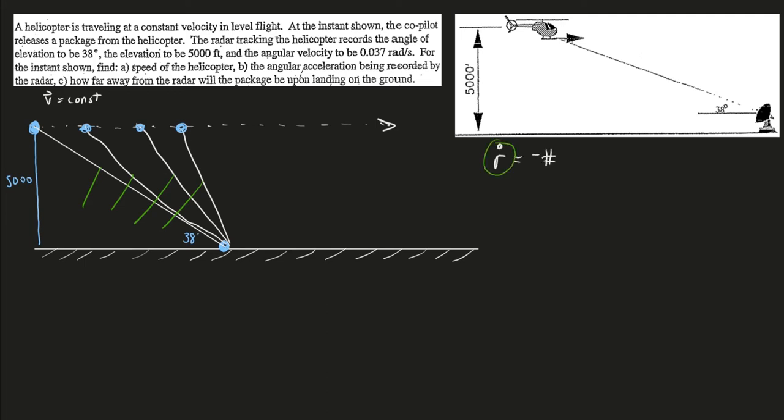Remember to break these symbols down. R dot really just means how our radius changes as time goes on. And the radius is clearly decreasing as time goes on, so I'm expecting whenever we work out our math, that number will be negative. In the same way, as that helicopter moves, my angle is going to be getting bigger. So theta dot, they actually give us that value, it's going to be a positive 0.037.